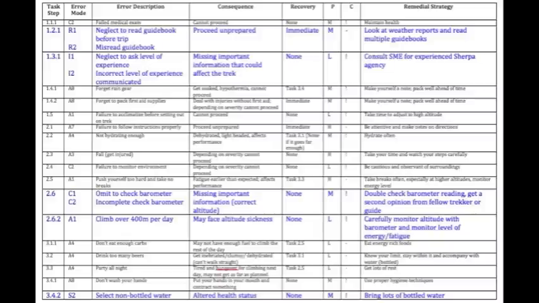Once again, consult your SHERPA external error mode taxonomy chart to get these specific subtypes.